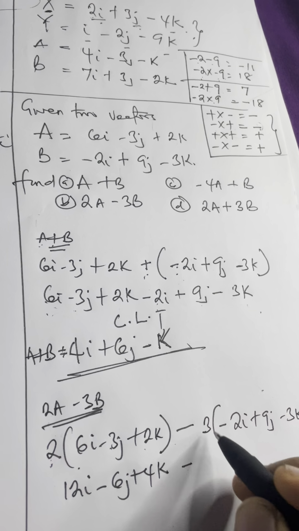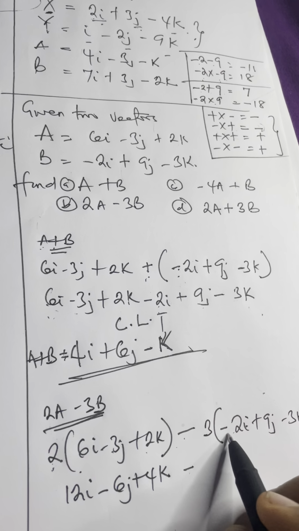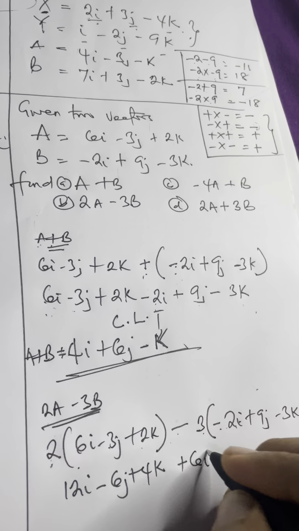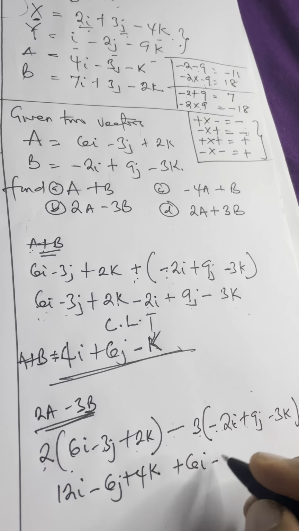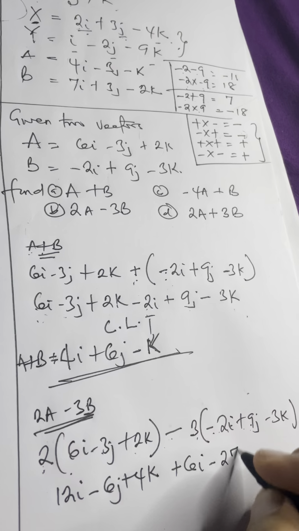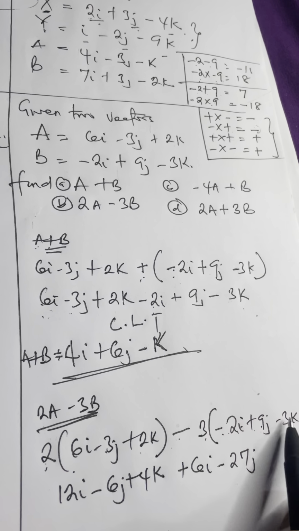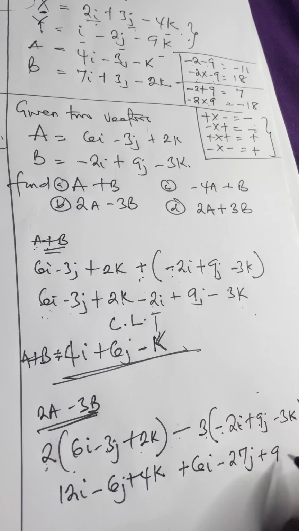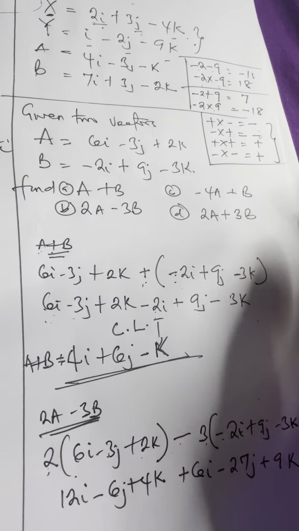So you say minus 3 times minus 2i. Remember, minus times minus is plus, so this will change to plus. 3 times 2 is 6, 6i. Minus 3 times plus 9j. Minus times plus is minus. 3 times 9 is 27, you have 27j. Then we also have minus minus. Minus times minus is plus. 3 times 3, 9. You have 9k. Very simple.